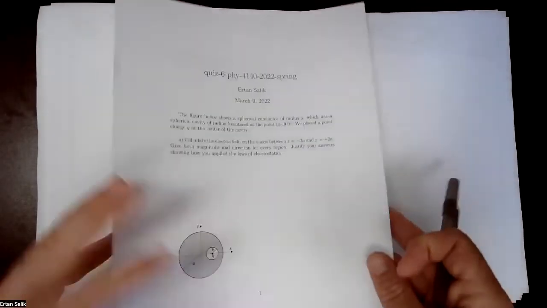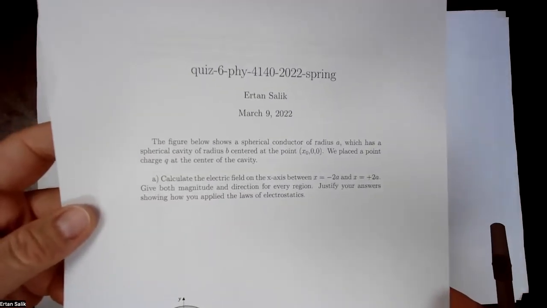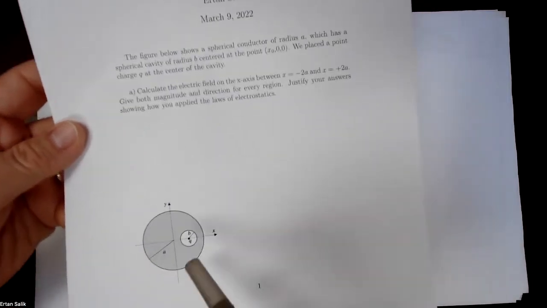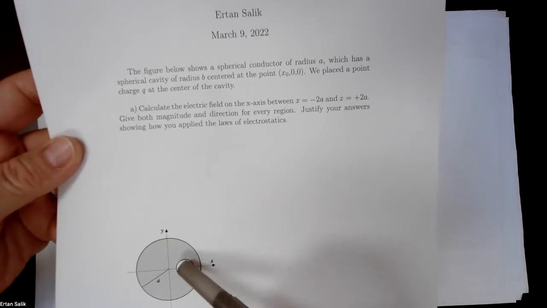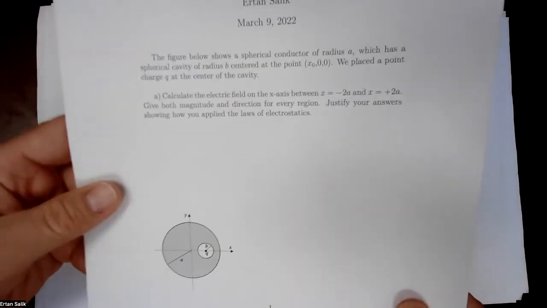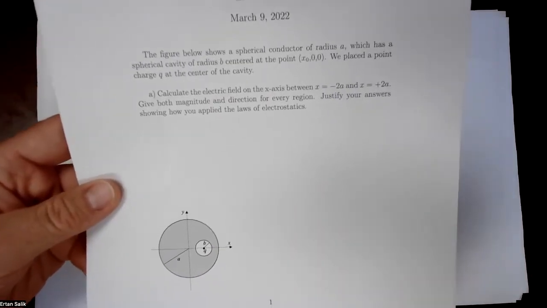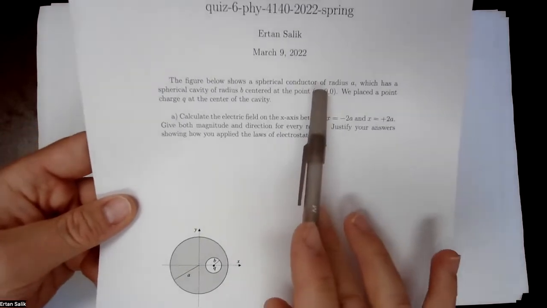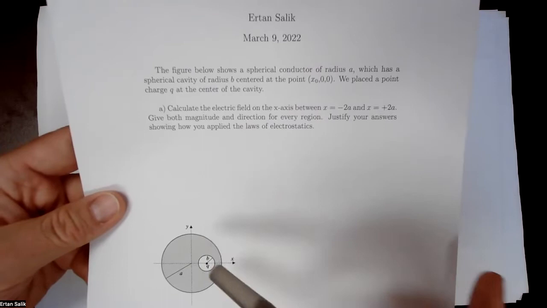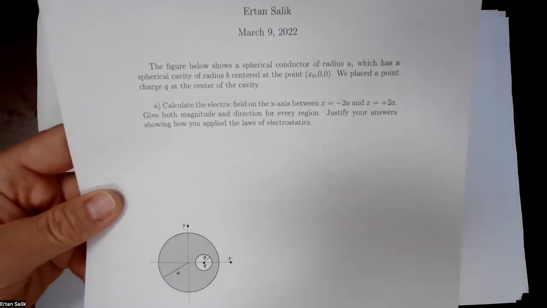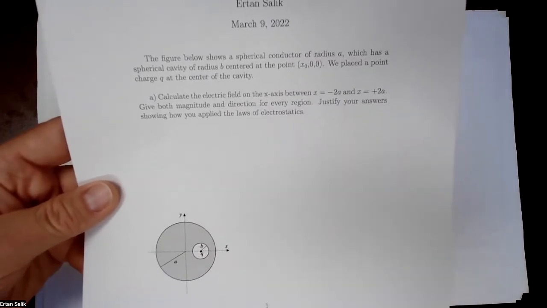All right, let's solve this quiz problem. We have a spherical conductor of radius A with a spherical cavity inside it. The center of the cavity is located at (x0, 0, 0), on the x-axis, with radius B. There's a point charge right at the center of the cavity.